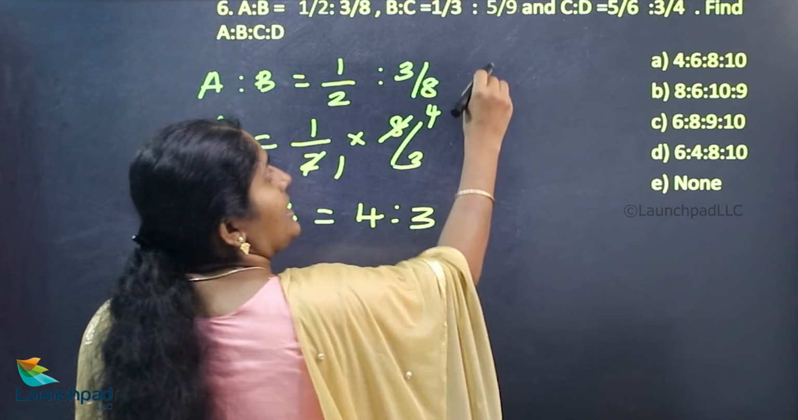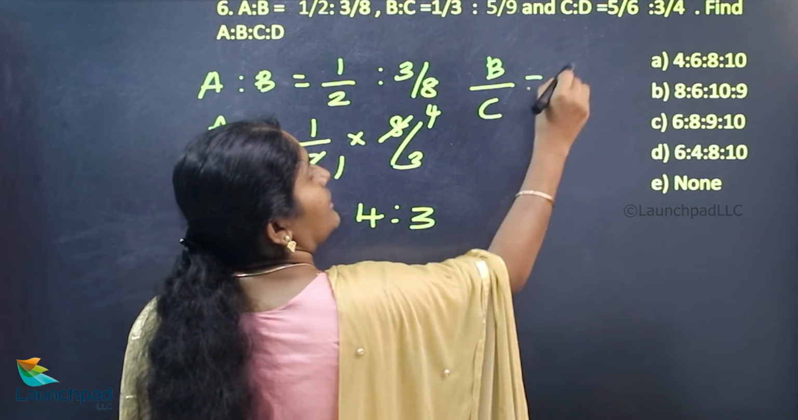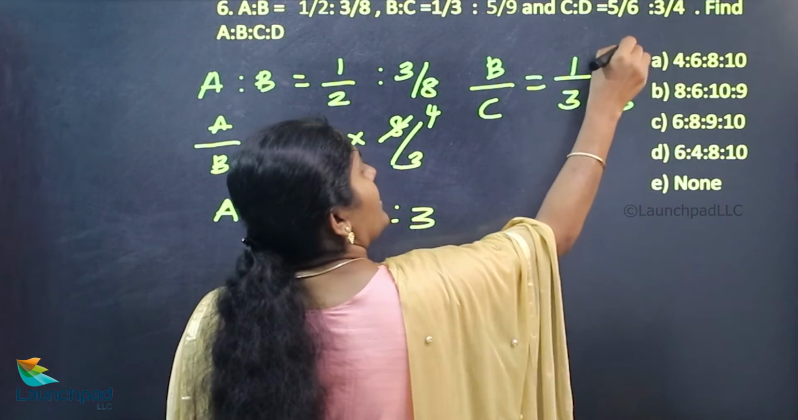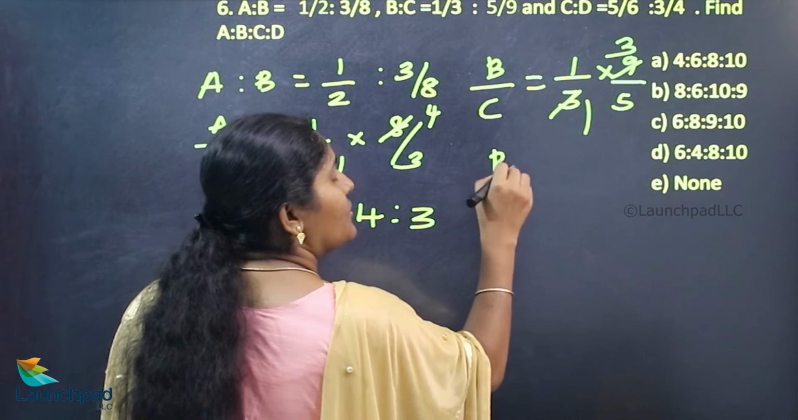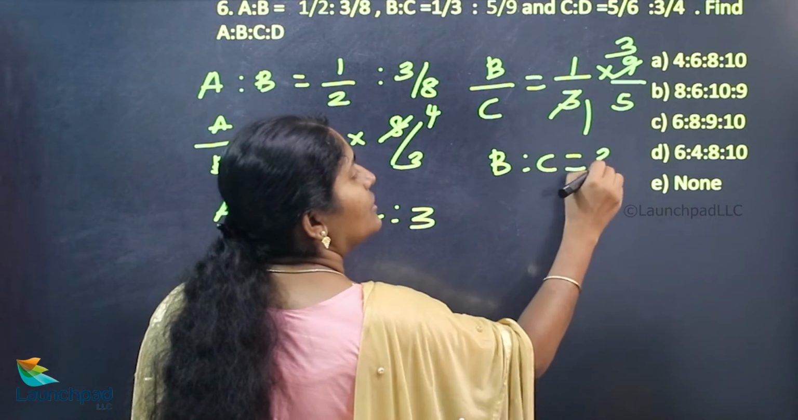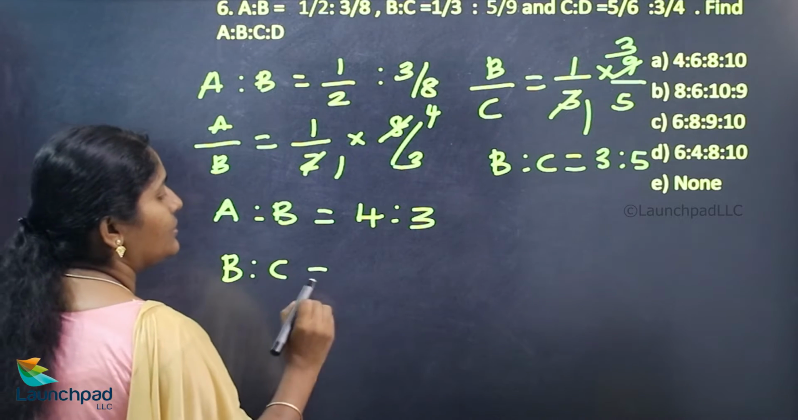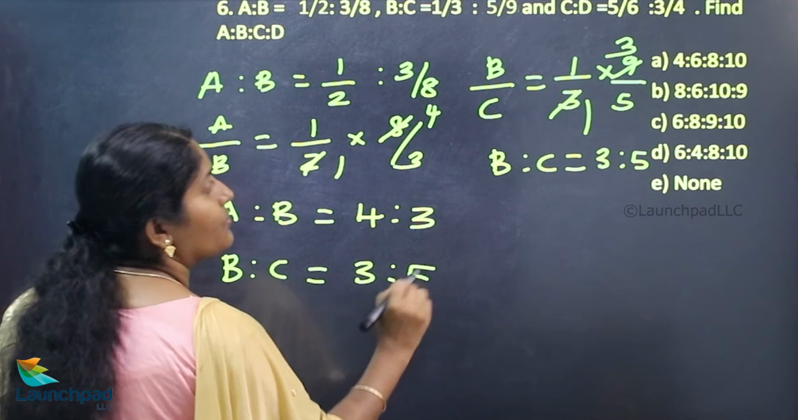Now B divided by C is equal to 1 by 3 into 9 by 5. 3 3s are 9, 1 3 is 3. Therefore, B is to C is equal to 3 is to 5.